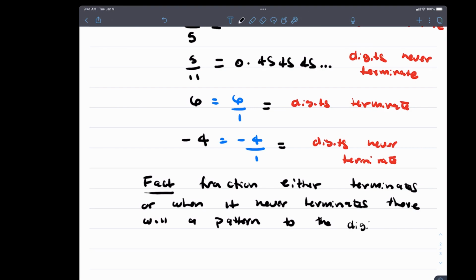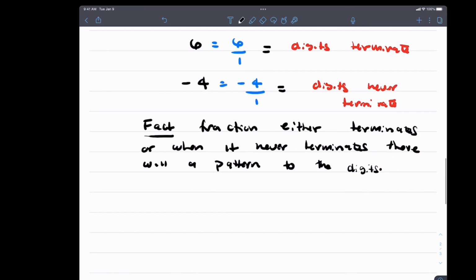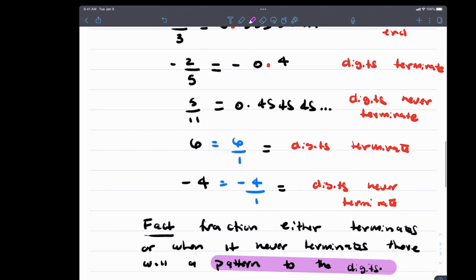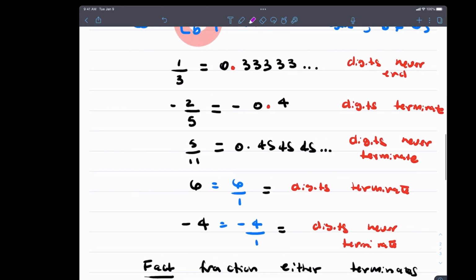That's going to be a key, ladies and gentlemen. There's a pattern to these digits. You might say, what's the pattern? Well, here it's 4, 5, 4, 5, 4, 5. You guys see what I'm saying? Over here, it's just what? 3, 3, 3, 3, and 3. This is the never terminating part, those three dots. And you say, what about 0.4? Well, this is a terminating situation.